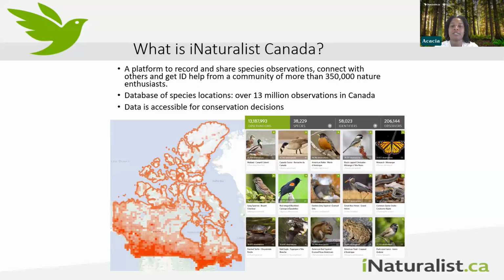At its core, iNaturalist is a community. It is all about people who contribute observations, identifications, and feedback to each other and to the creators of the platform. This can all be done using the iNaturalist app or at iNaturalist.ca, with over 13 million observations being made here in Canada and of nearly 40,000 different species. The map is showing the concentration of where those observations are being made. This information is accessible for conservation decisions as well as education, where people can learn more about what species are found around them.